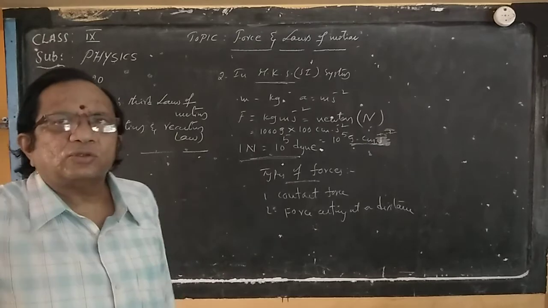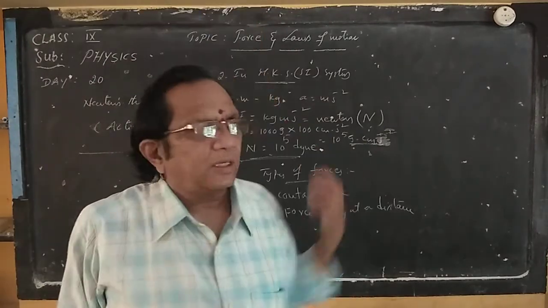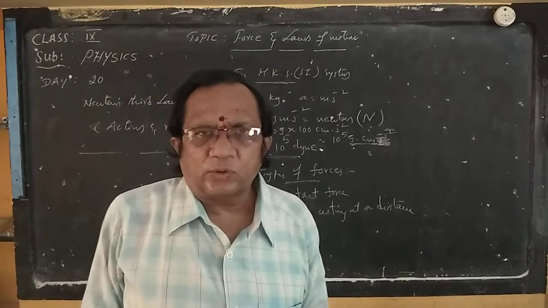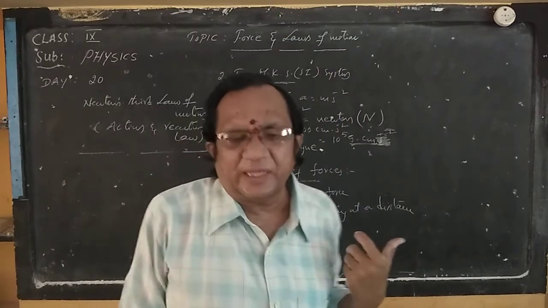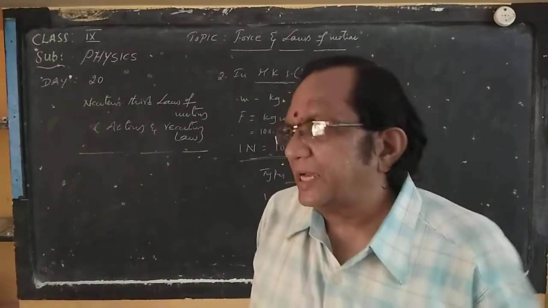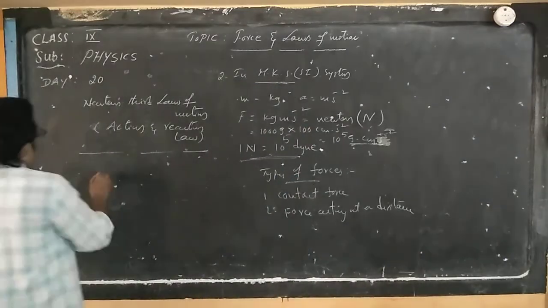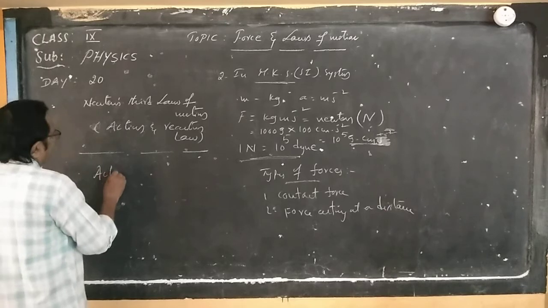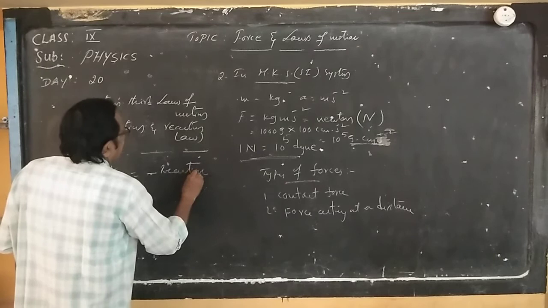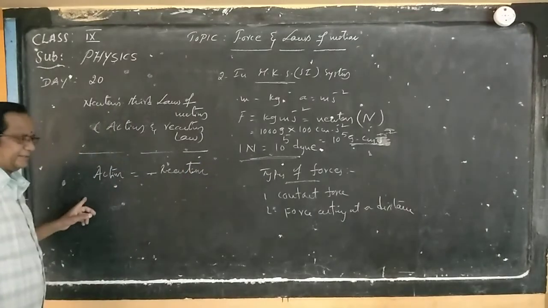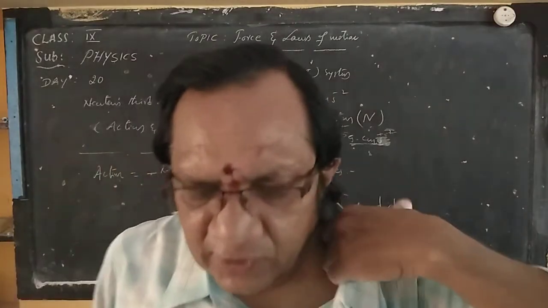For example, when you throw a ball at a wall, what happens? The wall pushes that ball back. The throw is an action, and it comes back again as the reaction, but in the opposite direction. That's why action is equal to minus reaction. Remember that: action is equal to minus reaction. So in the opposite direction it will act. That's why we can consider this one.